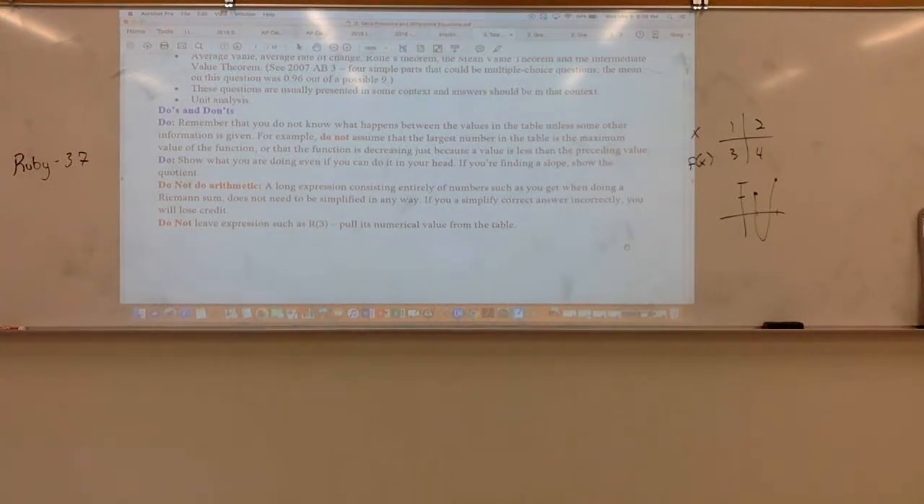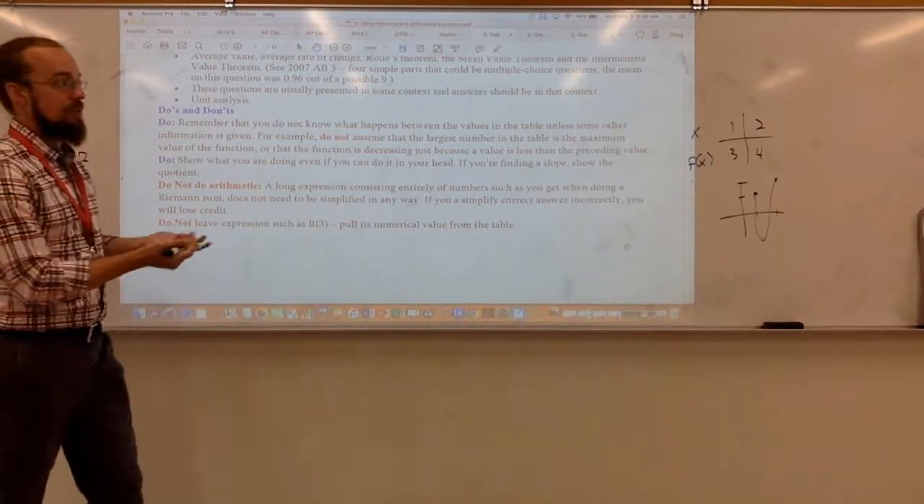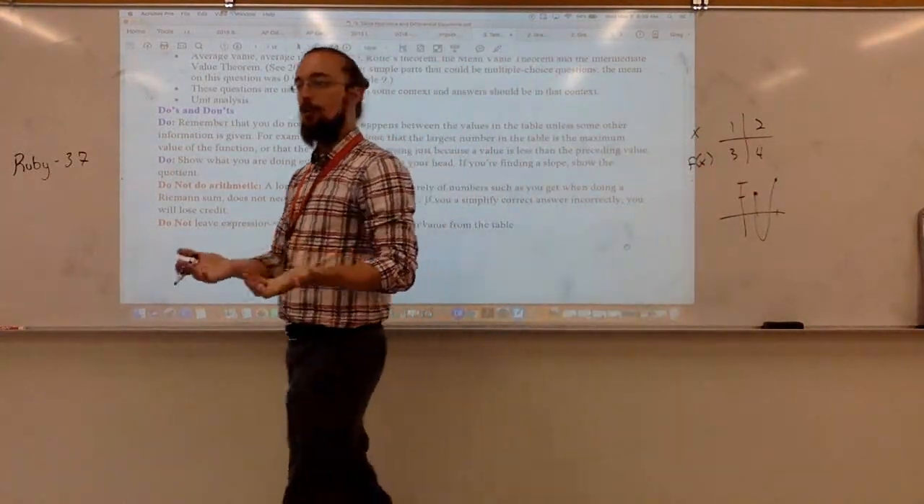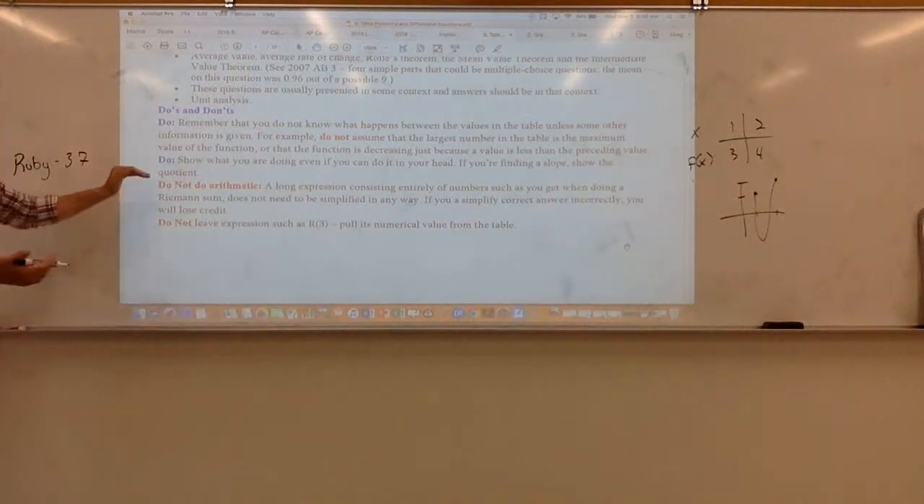One of the bigger ones is if you're asked to find the average rate of change, which is just slope. A lot of times you can do something like that in your head, especially for something like this. You can find the average rate of change very easily. Make sure that you write down what you're doing. Show your slope calculation, even if it's really simple. And show your work. But you don't have to do the arithmetic.